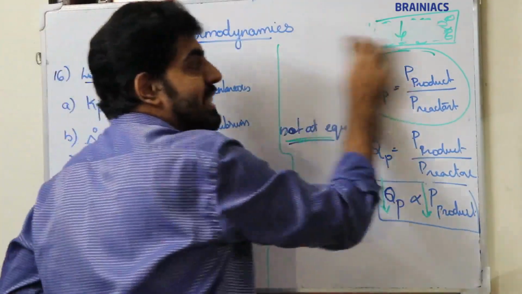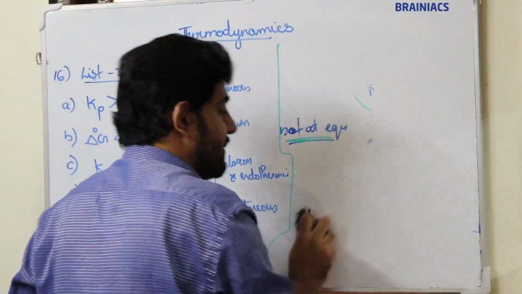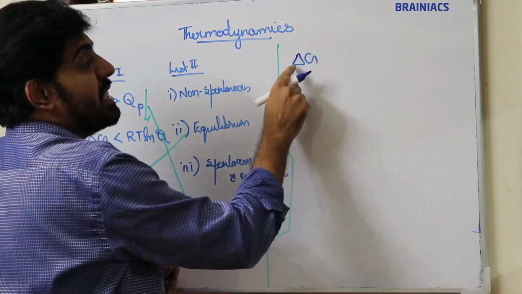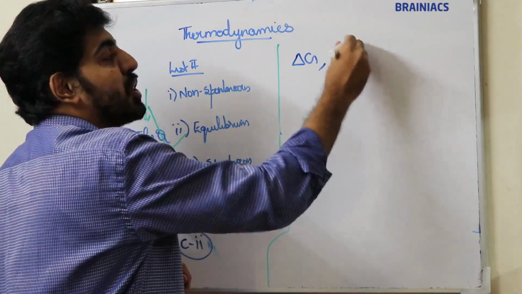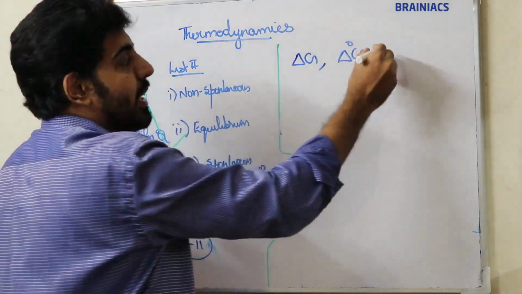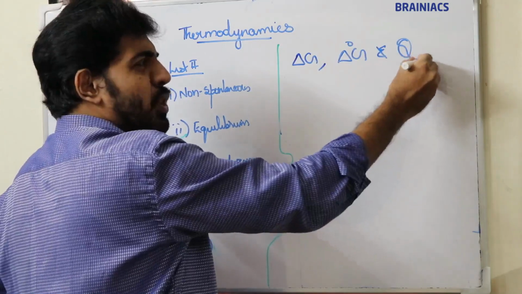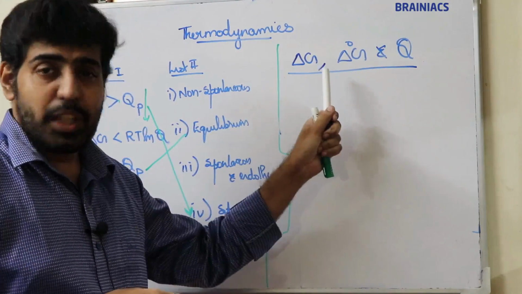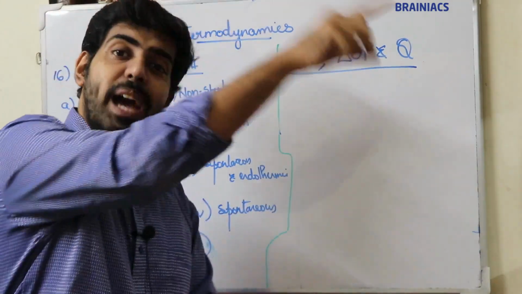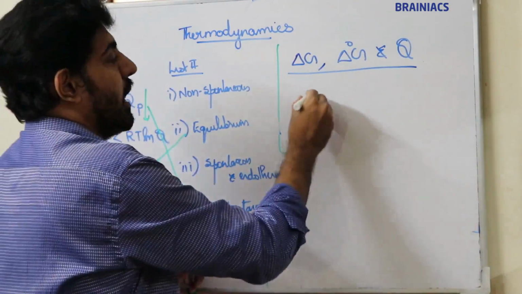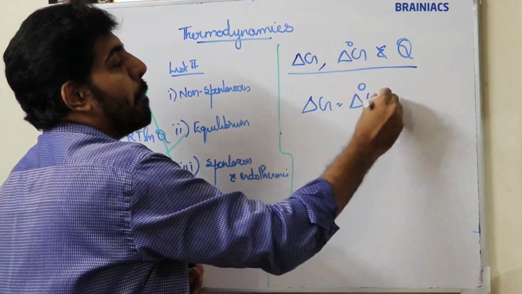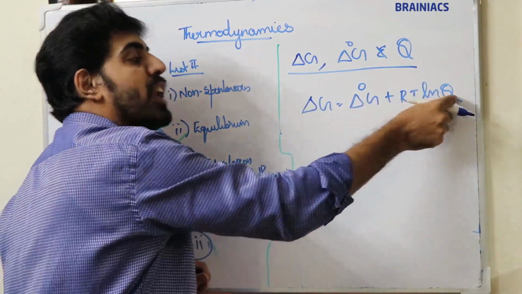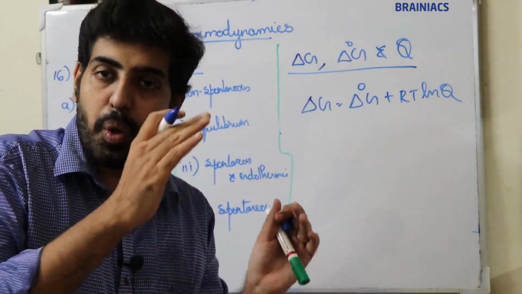Now, there is a relationship between delta G, change in Gibbs free energy, delta G0, change in Gibbs free energy at standard state, and Q. You can write it as Qp or Q. The relation is delta G is equal to delta G0 plus RT ln Q. This is the relationship between delta G, delta G0 and Q.